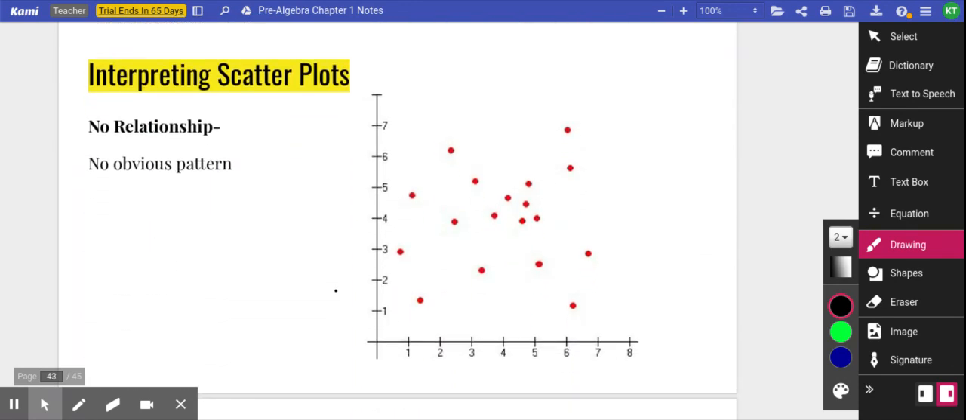And the last one is no relationship or no correlation. There's no obvious pattern. The dots are kind of just random all over there. There's really no trend in the positive or the negative. So that would be no relationship.